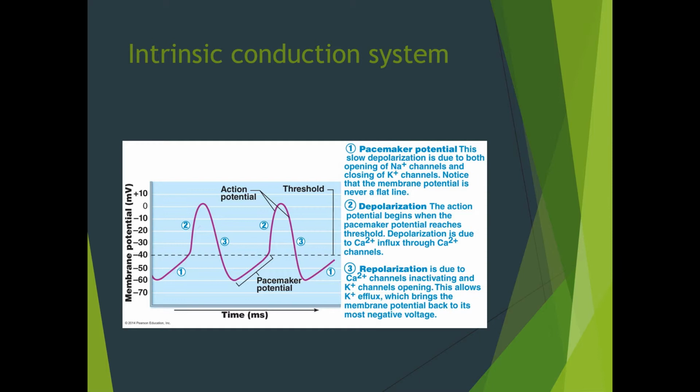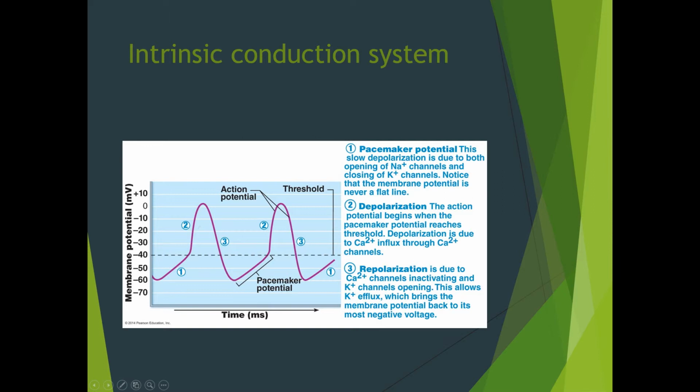Okay, if we take a look at an action potential that happens in the autorhythmic cells, so the intrinsic conduction cells, SA node, AV node, Purkinje fibers, we can see this graph, and as you can see, part 1 is our pacemaker potential. This is where we have those funny sodium channels, those hyperpolarization-activated channels that will only open when we're down here where it's negatively charged.